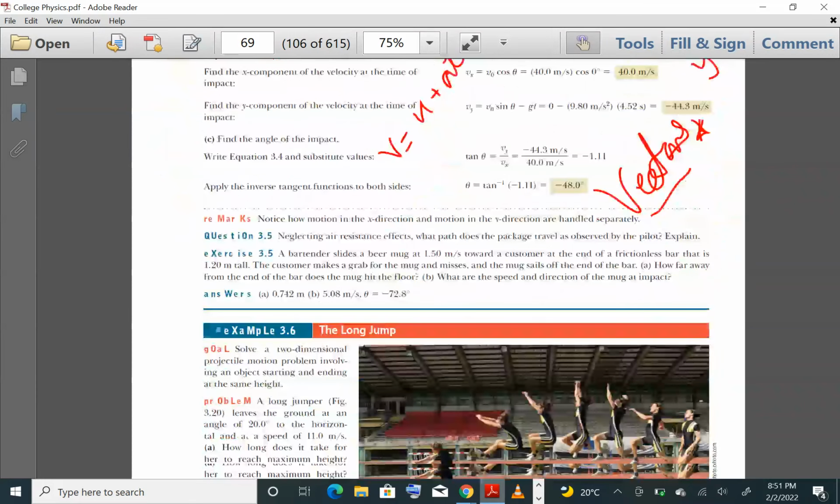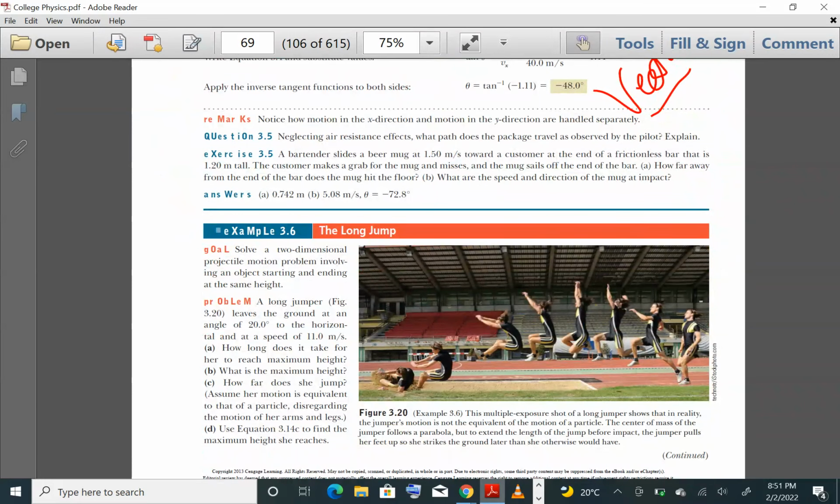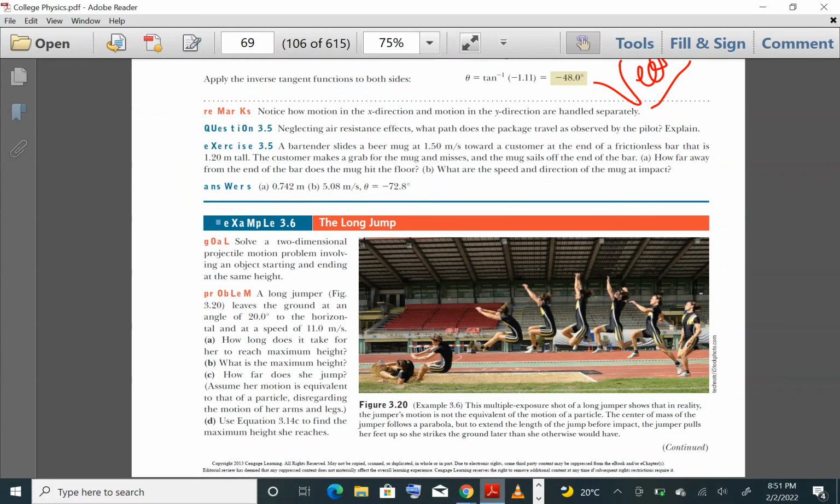So let's now look at long jump. Okay, the question is here. A long jumper, we see there in figure 3.20, which is just on the far right, leaves the ground at an angle of 20 degrees to the horizontal at a speed of 11 meters per second. We are then asked, how long does it take for her to reach the maximum height?